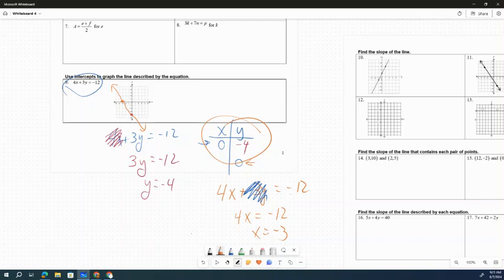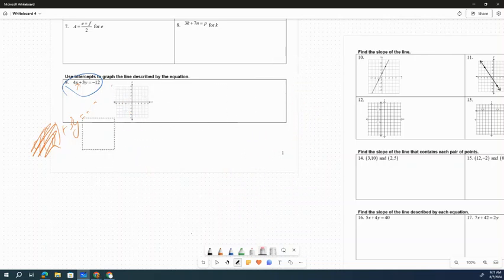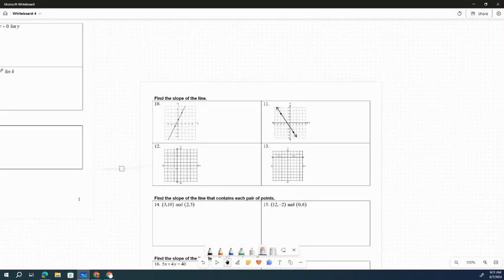If I'm trying to find the y-intercept, think about it. If I am on the y-axis, no matter where I am, all of these x's are 0. So if I set x to 0, 4 times 0 plus 3y equals negative 12. Everybody knows 4 times 0 is 0, and so we solve for the y-intercept. Same thing happens for the x-intercept, except that time I set the y equal to 0, because on the x-axis the y is always 0. Okay, with that being said, let's slide over here.